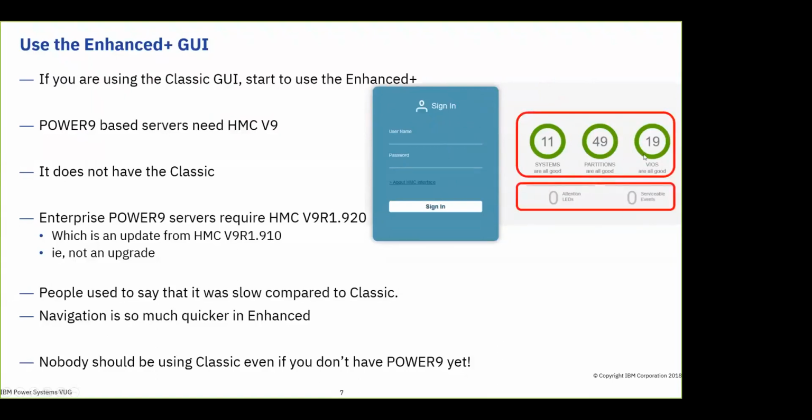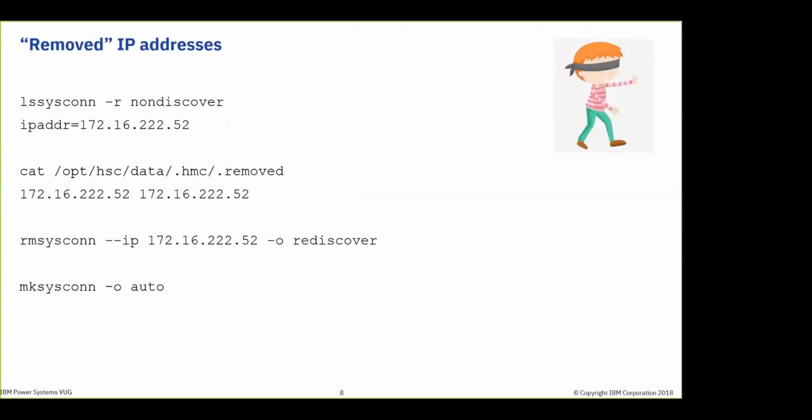I also point out that this is how we like to keep our HMC. We like all the systems to be green. We like no attention LEDs and no serviceable events. Now, obviously, bad things can happen. You could have a little flutter on the network, and RMC might lose communication for a while, and an LED goes on or a serviceable event happens. But it's worth clearing them down so that if another thing happens, you get a positive indication that there's something to look at.